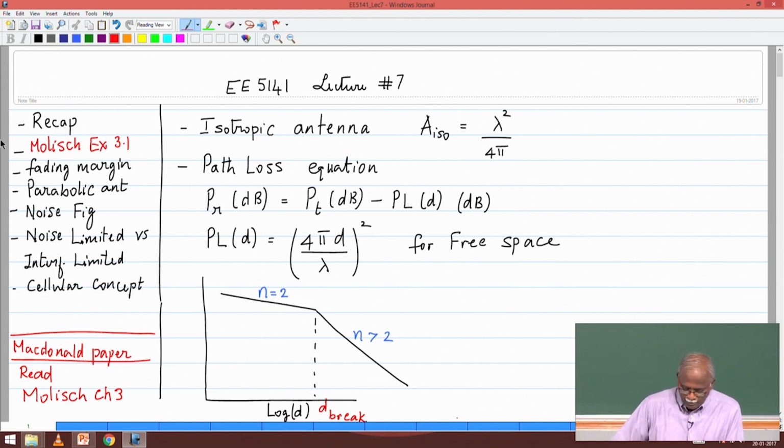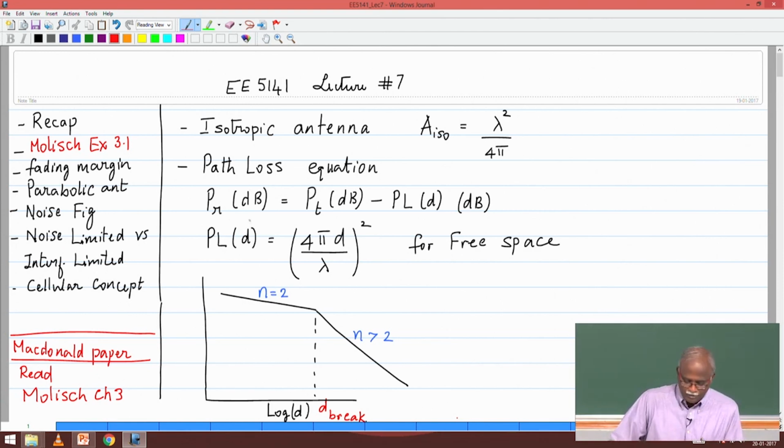One was the representation of the transmission equation: the transmitted power minus the path loss being the received signal power. Again, this is an equation that would be represented in dB, and I'm sure you're comfortable with that way of looking at it, because intuitively, transmitted power minus path loss gives you the total power that is received.